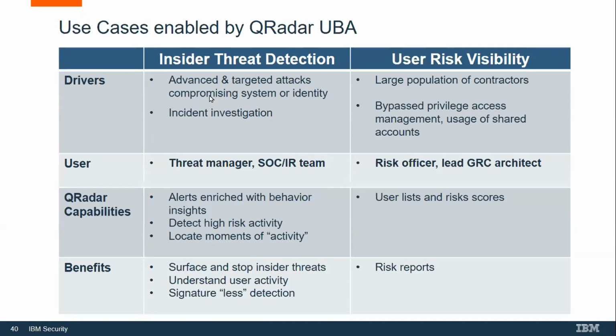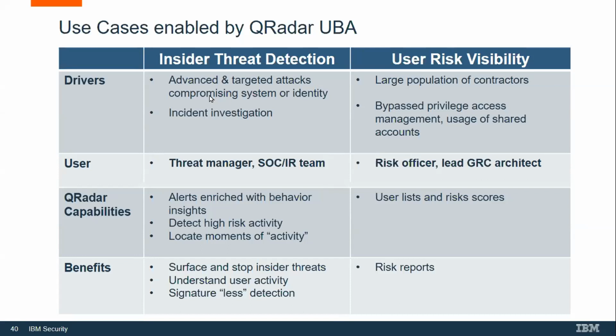So it looks like the user was doing something here. Detect high risk activity, right? High risk activity, like not using a VPN from a different geography from a compromised host. And then locate those moments of activity, so very quickly you can say, here's when that happened.